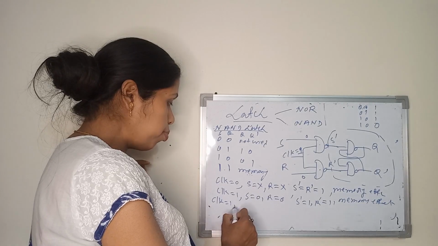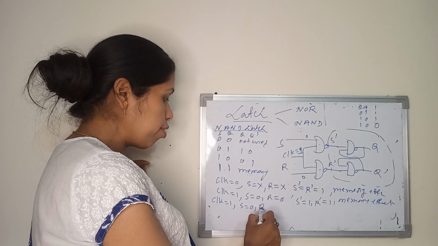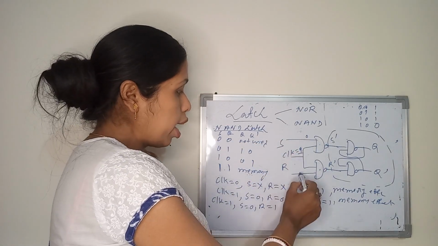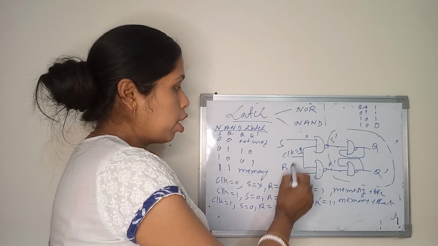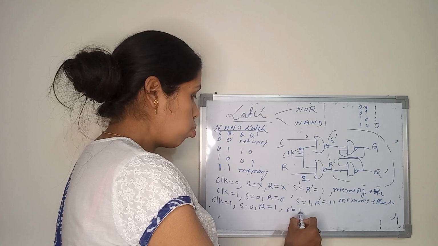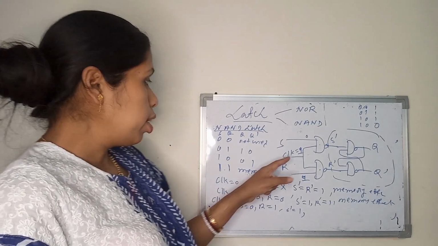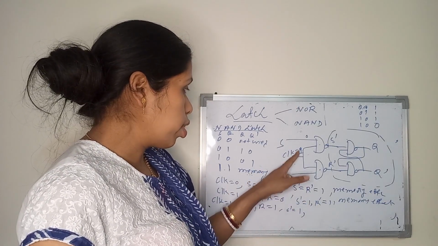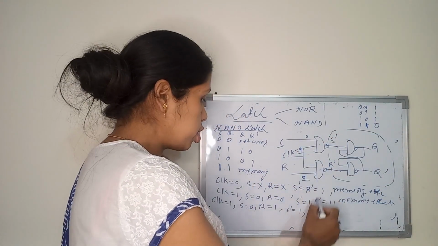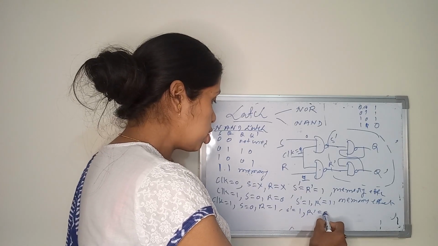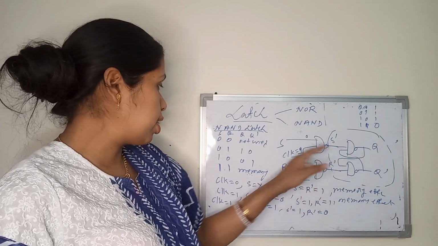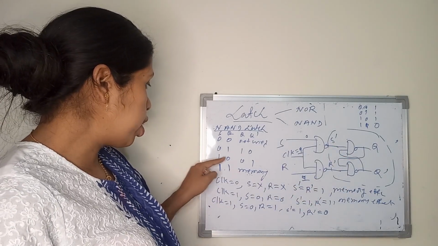Again clock is 1, S I am giving 0, R I am giving 1. So clock 1, S 0. What will be the S prime? S prime is 1 only. Here clock is 1, R is also 1. Both are 1, and both being 1 means output is 0. My R prime is 0. So S prime is 1, R prime is 0 for the NAND latch: this input is 1 and that input is 0.